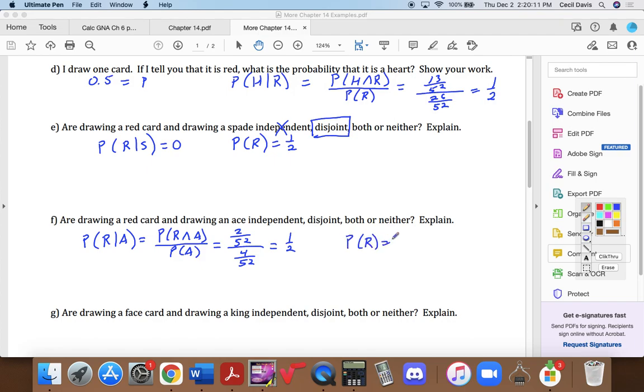1/2. That means they're independent. That means that they are independent. Circle that.